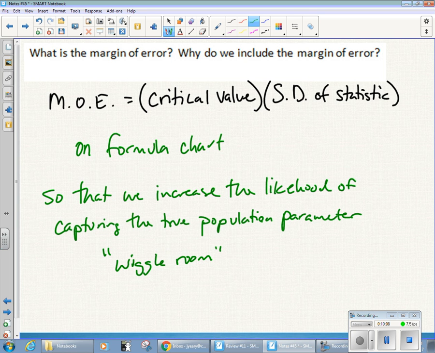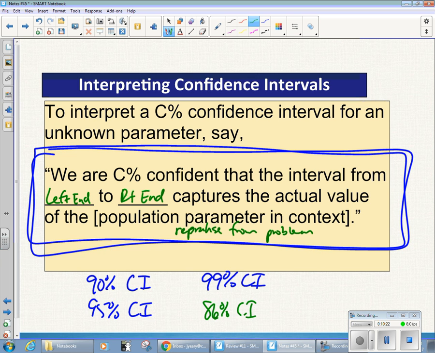What is the margin of error and why do we use it? Here's how we would actually calculate that. We could probably table that for today, but it's okay. I want to get you to start thinking about what it is. It's basically our wiggle room, so that we don't have to be exactly correct with our sample. And then this is how we're going to actually interpret it. We are 90% confident that the interval from blank to blank captures the actual value of the true mean of whatever it is that we're looking for.